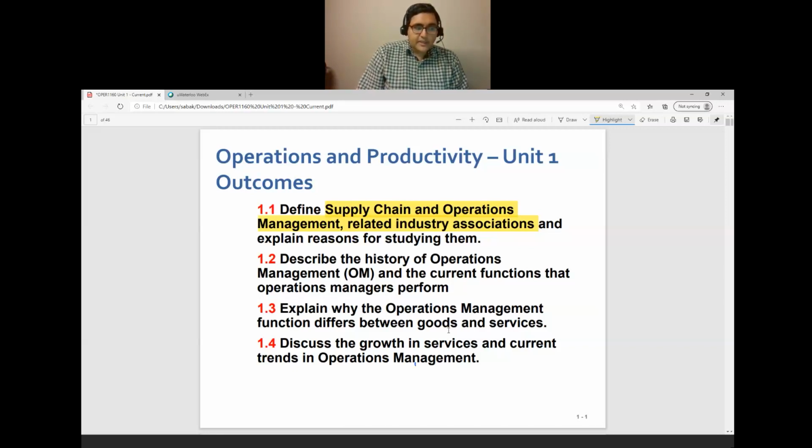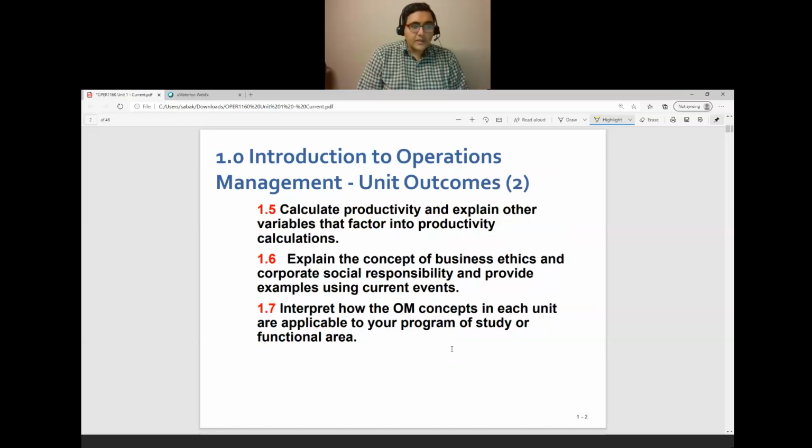Subsequently, we will be explaining why the operations management functions differ between a goods industry and a services industry. We will be seeing how the services industry has grown in the last few years and the current trends in operations management. From 1.5, the focus will be on some numerical examples. We will be discussing how to calculate productivity and explain the different variables that affect the productivity calculations.